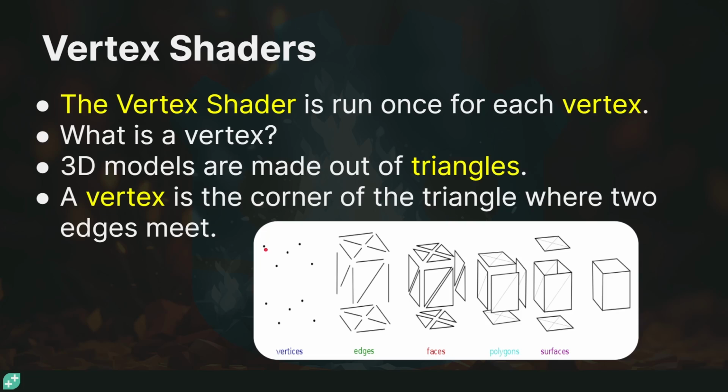So here we have 10 vertices. The GPU is going to run the vertex shader on each one of these. So it's going to run it on this one, this one, this one, this one, this one, this one. You get the idea. And inside of the vertex shader, we can manipulate these vertices and do all sorts of cool tricks with them, as you'll soon see in the course. So that's what the vertex shader is.